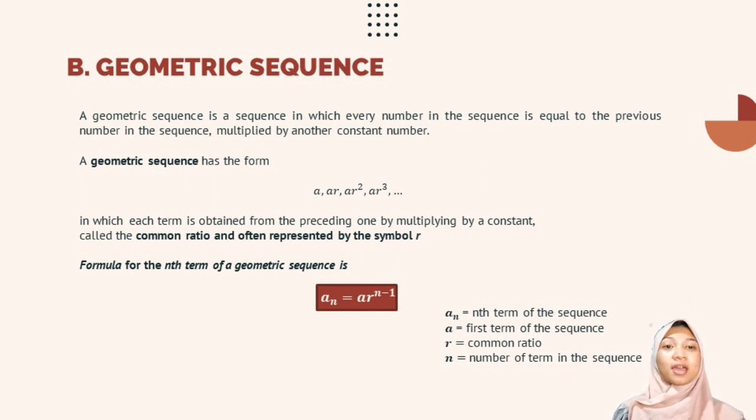Formula for the nth term of a geometric sequence is a sub n equals a times r to the power of n negative 1, where a sub n is the nth term of the sequence, a is the first term of the sequence, r is the common ratio, and n is the number of terms in the sequence.